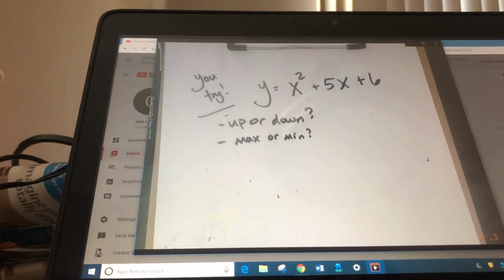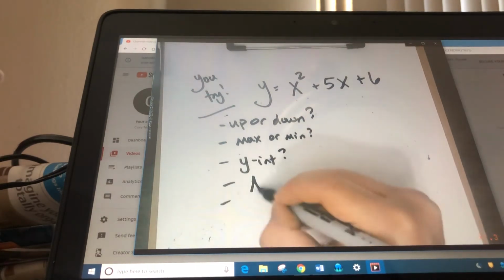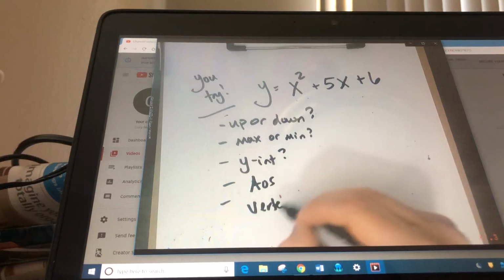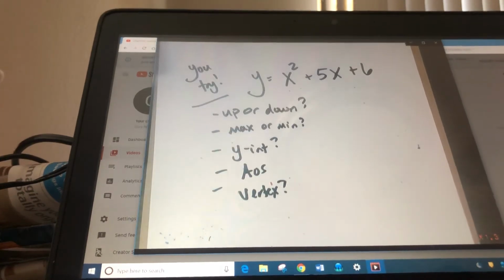All right, so you're going to answer, does it open up or down? Does it have a max or min? What is the y-intercept? And then finally, what is the axis of symmetry? And what is the vertex? So go ahead and pause the video, answer those questions, and then watch me go over it.